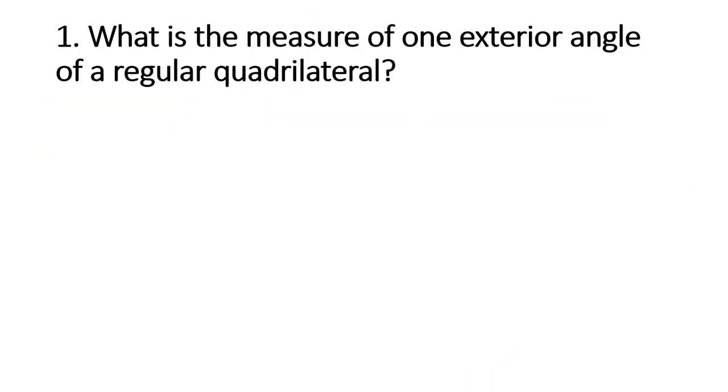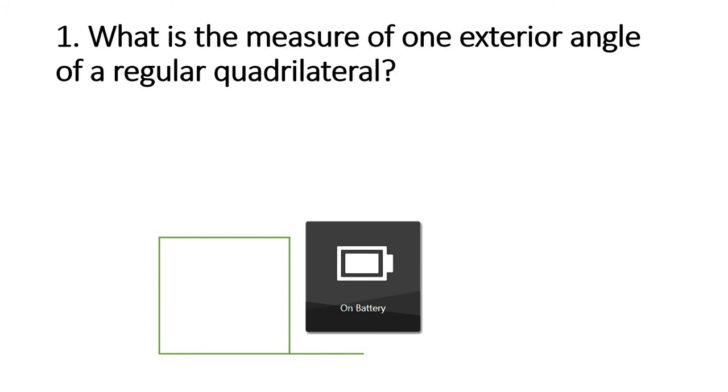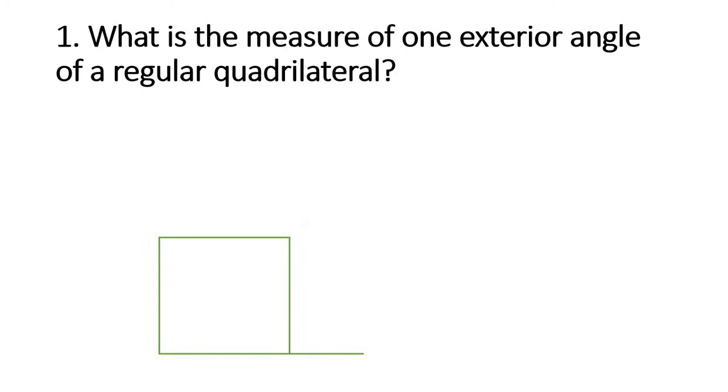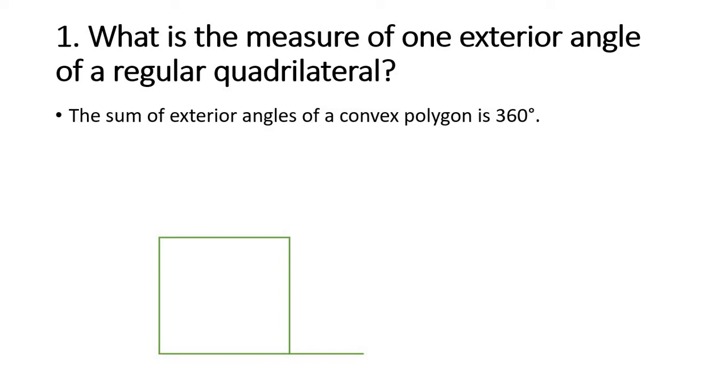Now, let's practice. What is the measure of one exterior angle of a regular quadrilateral? So, we have here an illustration of a regular quadrilateral. Again, when we say regular polygon, it means that all sides are equal and all angles are equal. Okay? Ayan. Remember that the sum of the exterior angles of a convex polygon is 360 degrees.